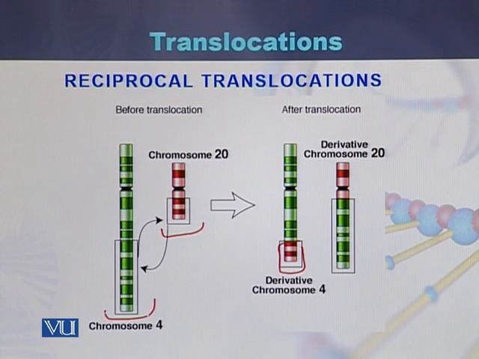Here the example is of chromosome 4 and chromosome 20. When chromosome 4 and chromosome 20 exchange DNA fragments or parts of the chromosomes, such a translocation is called reciprocal translocation.